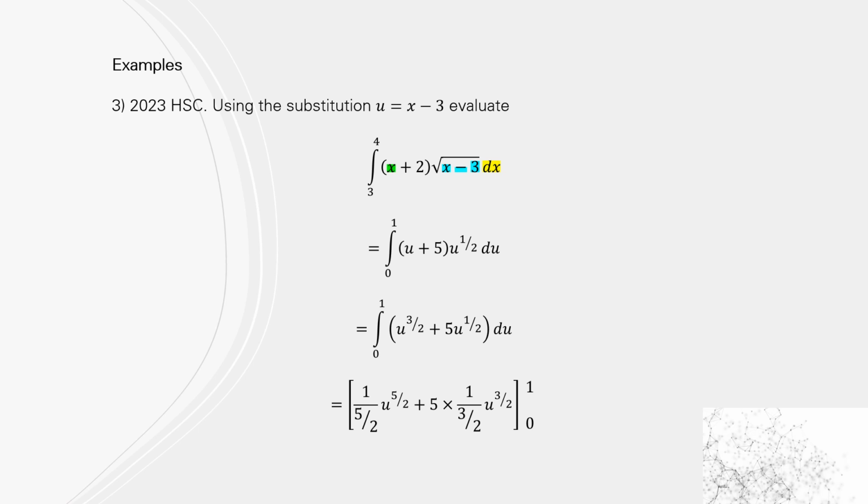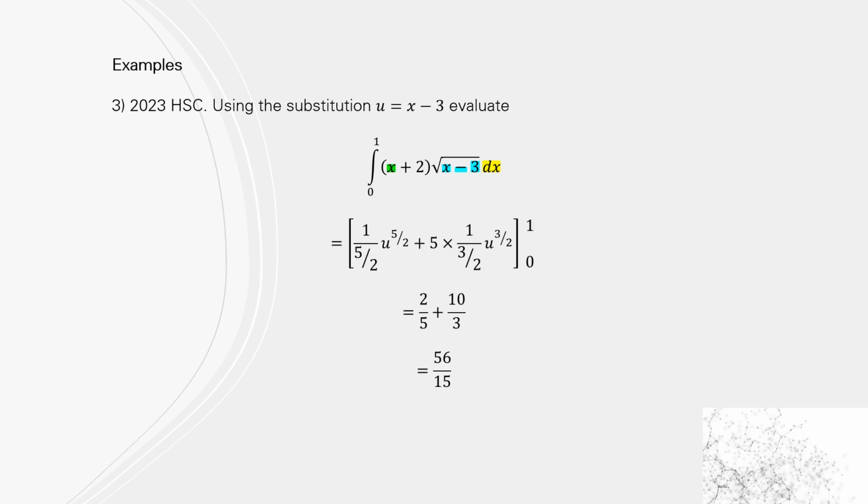Expanding your brackets, so it makes it easier to integrate. So that becomes u to the 3 on 2 plus 5u to the half. When you integrate that, you get 1 over 5 on 2 u to the 5 on 2 plus 5 times 1 over 3 on 2 u to the 3 on 2. And we're going to sub 1 and 0 in. So we get 2/5 plus 10 on 3, and that's equal to 56 over 15.